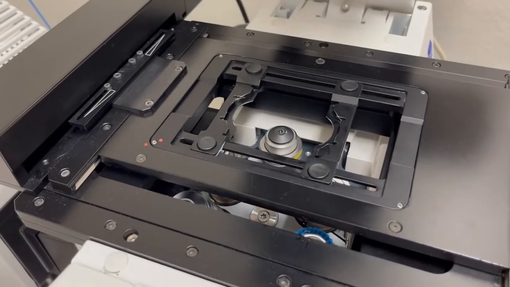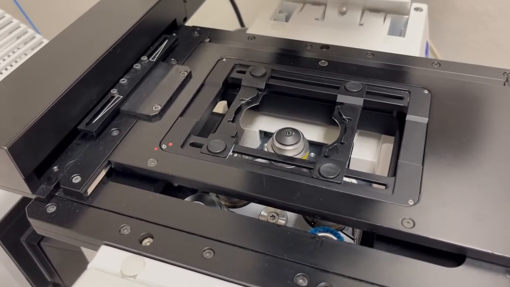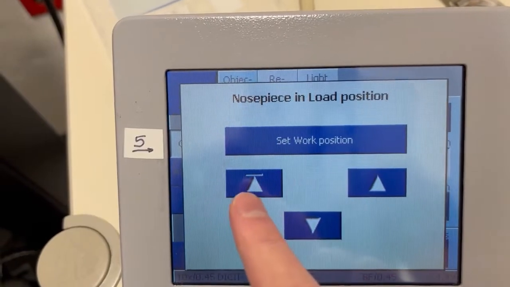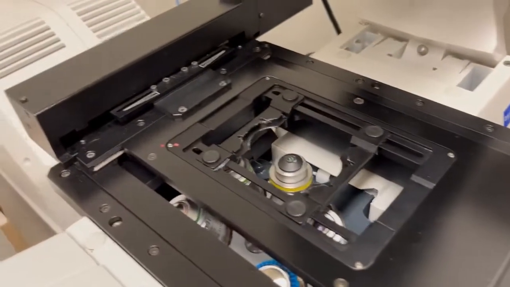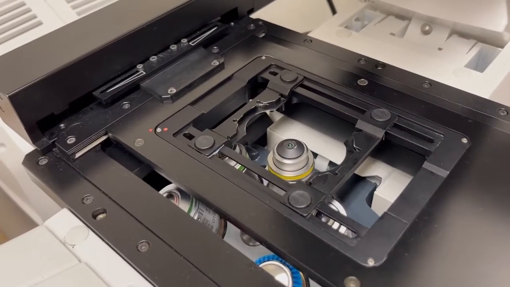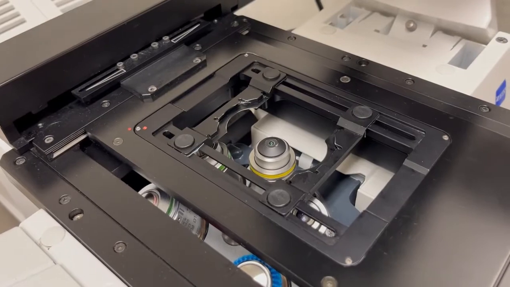Because we had lowered the objective, we can now raise the objective back to the working position on the touchscreen by pressing not the biggest button, but the one with the triangle and the line. If you press that, the objective, you heard a little noise, went right back up to the working position, which is closer to where the sample would be in focus.